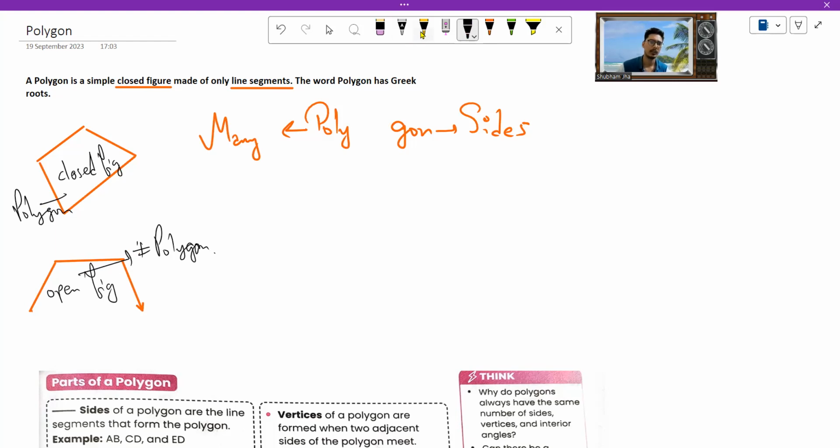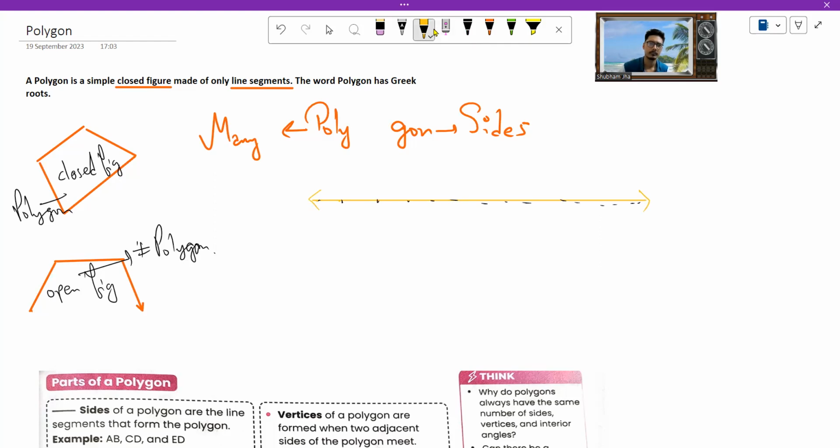Now, what is a line segment? Let us first understand what is a line. A line is basically a collection of dots. This is a line. There is a dot there and here a dot. I will represent the dots here with this. This is basically a collection of dots that can be extended to infinity. So we denote this by an arrow sign.